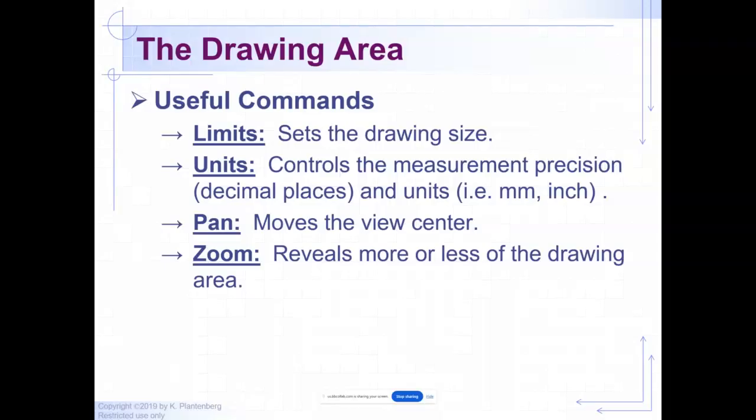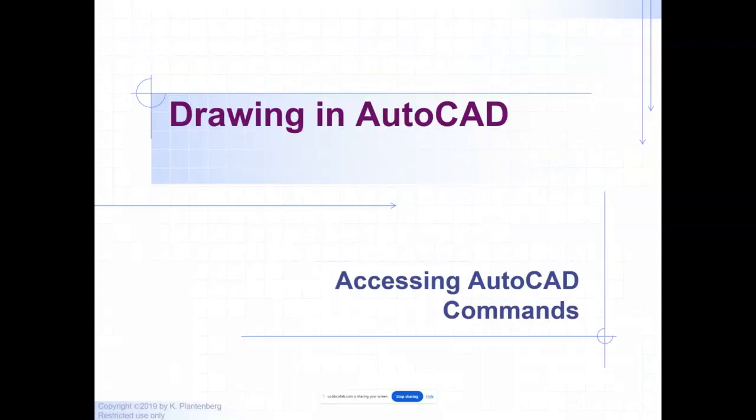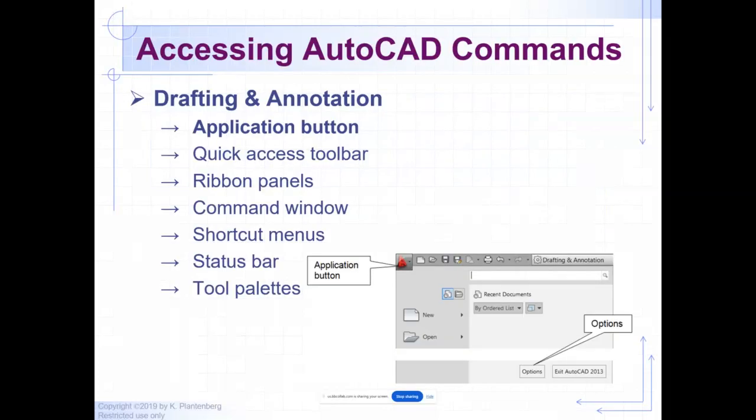So anyway. Moving along, commands. There's a lot of different ways you can do the commands. You got your application button is a way to get some commands, quick access toolbar, your ribbon panels, your command line or command window. The shortcut menus, status bar, and tool palettes.